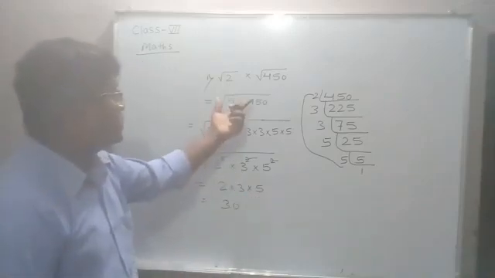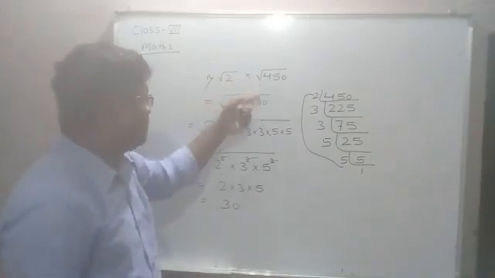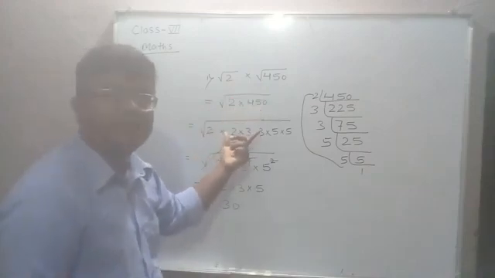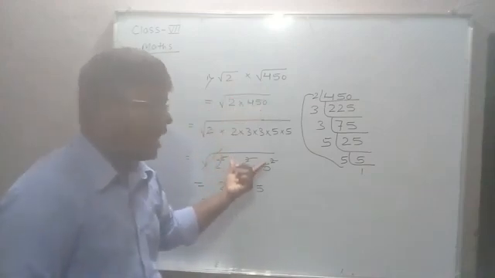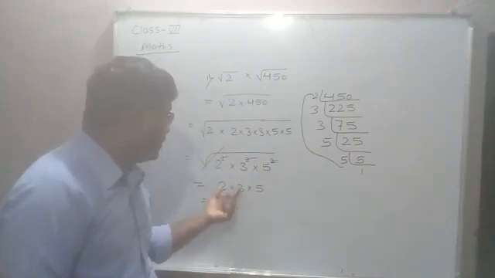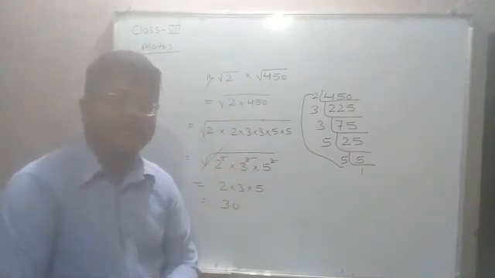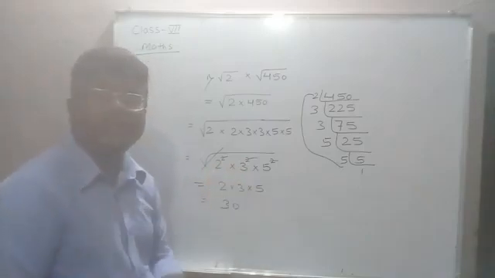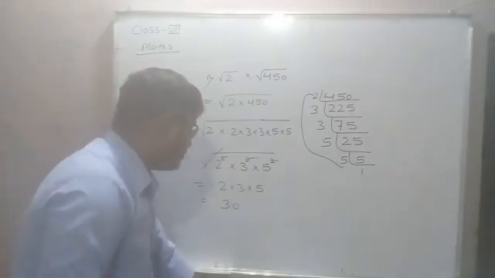So it's very simple. You just need to combine it, find the factors. After finding the factors, make pairs. After making pairs, cancel the square and square root, and you will get your answer after multiplying. Isn't it easy? Yes. So let me do one more question for you.